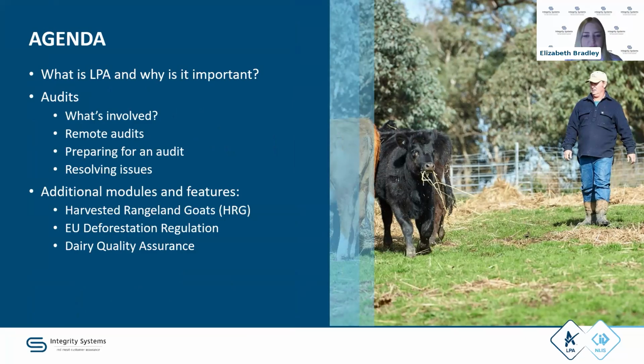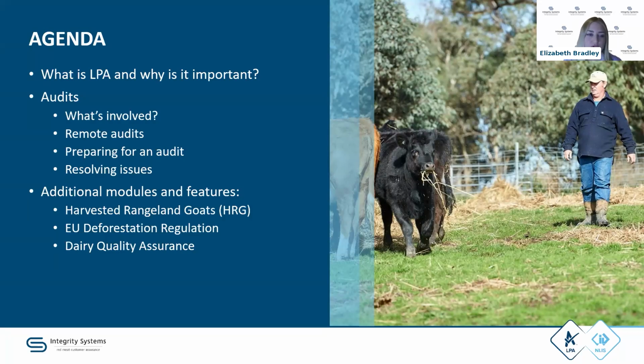Wonderful. Thanks, Jack. Hi, everybody. Glad you could all join us. So tonight we're going to be running through the audits that we do under the Livestock Production Assurance Program. So we'll go through what's involved, a little bit about the audit process, some different audit types, including remote audits, how you prepare best for doing an audit, and then what happens after the audit if there are any issues found and how that all works together.